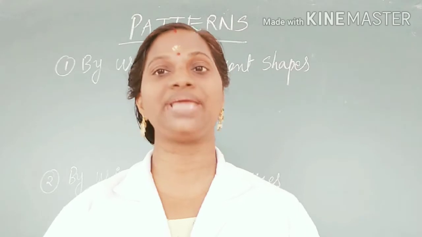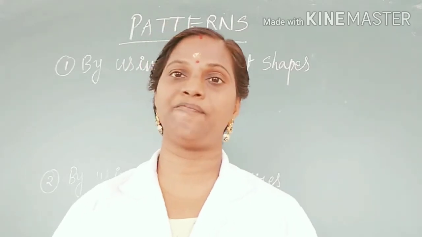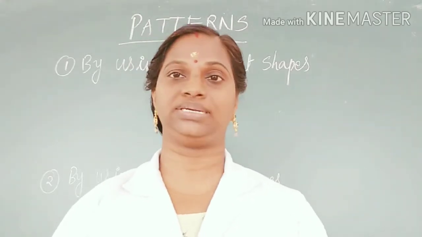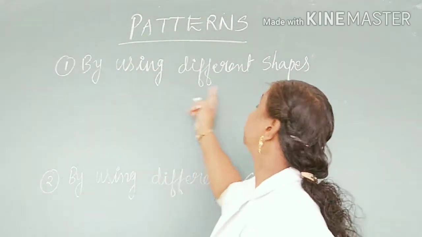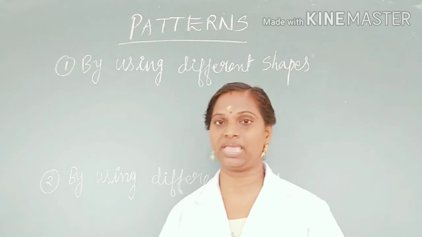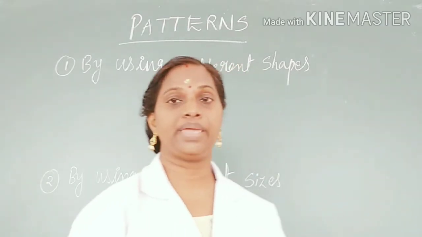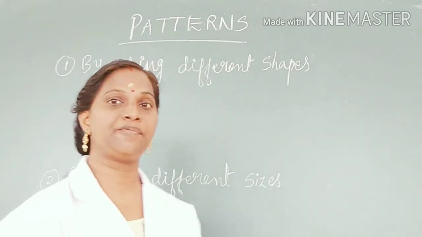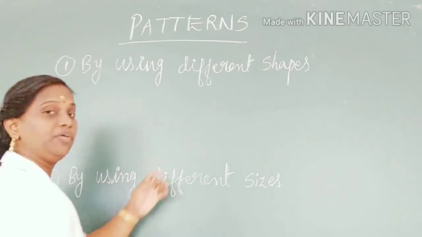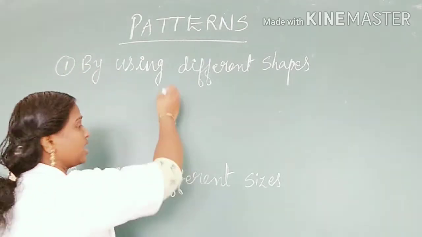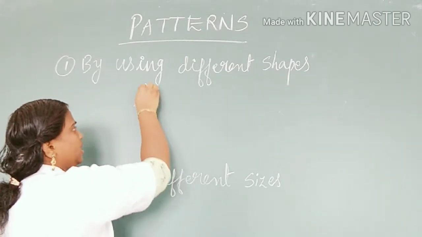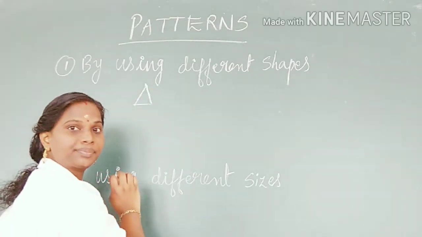Now let us learn more about patterns. How to make these patterns and what are the different ways to make a pattern? The first one is by using different shapes. Patterns are made by using different shapes. See, here I am giving some examples. Here I am drawing one triangle.